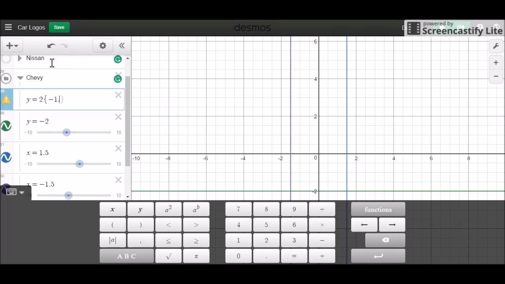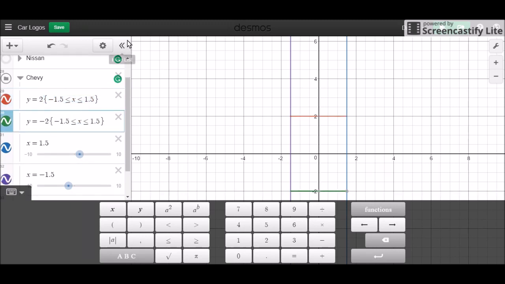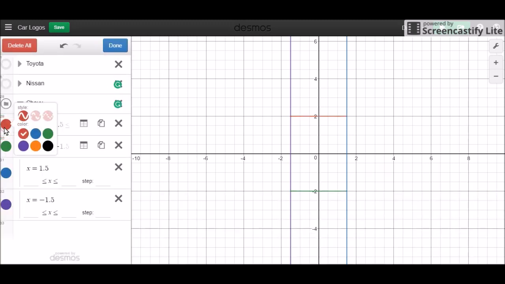This one is going to be -1.75 and 1.75. Sorry, 1.5. Copy and paste this for this one. I'm going to change these colors to a black line.